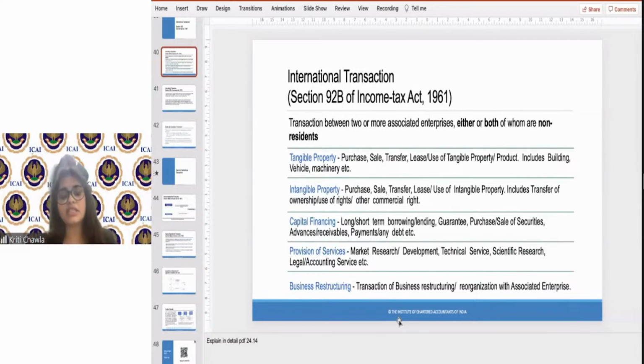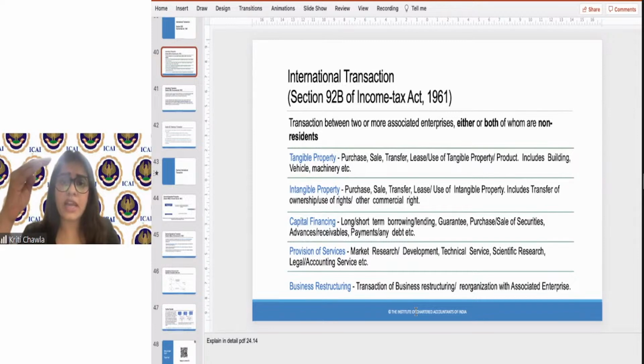So when a particular transaction happens, there is a question here which says: when any transaction is done, do we first have to find out whether it is an associated enterprise or an international transaction? How do we identify this? Practically, we first find out whether they are associated enterprises or not. When they are associated enterprises, then we see whether there is a transaction between them, because both conditions have to be satisfied for transfer pricing provisions to apply. So that is what we have to find out.